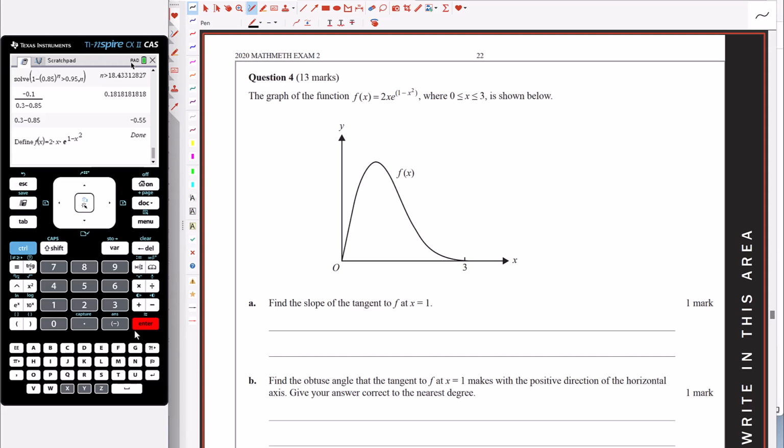Find the slope of the tangent to f at x equals 1. The slope of the tangent to f at x equals 1 is just the derivative of f at 1. So that's going to be the derivative of f, and we want the derivative of f at x equals 1, and so it's going to be negative 2.